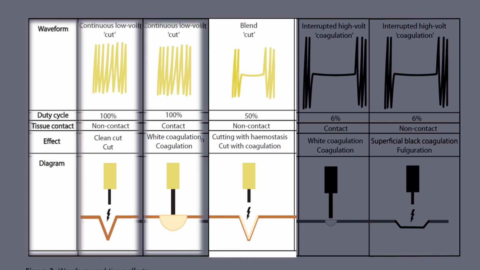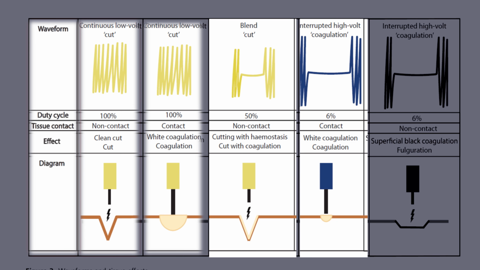If I'm using the blend cut mode and the active electrode is non-contact, it will produce cutting with some hemostasis, cut with hemostasis, while using the cut or continuous low voltage mode. With cutting mode, I can produce coagulation and cutting. With blend mode, I can produce cutting and coagulation, and I can modify the area of cutting and the area of coagulation according to the type of blend mode.